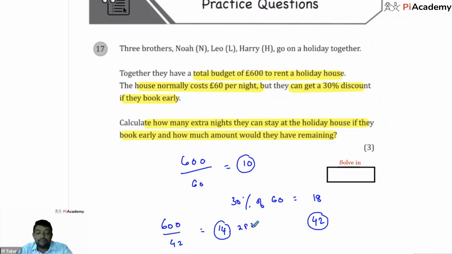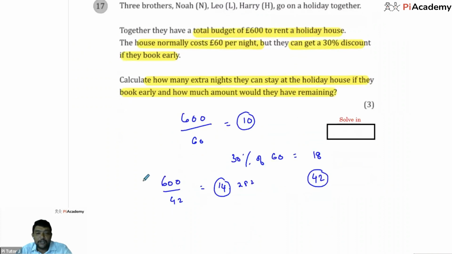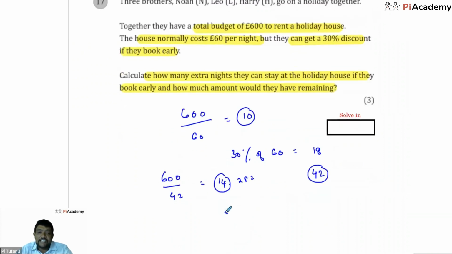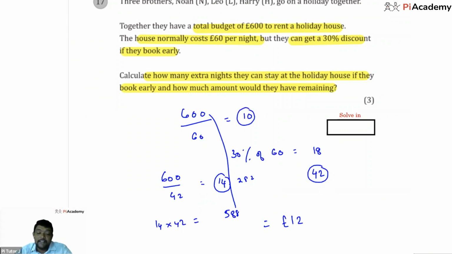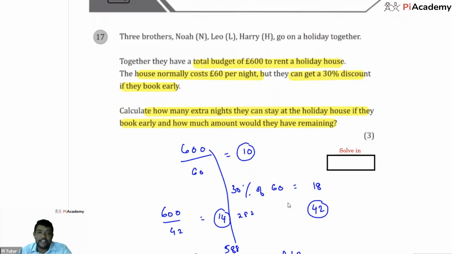So 14 times 42 is 588. You see, 14 times 42 is 588. So 600 minus 588 is £12. So they are left with 12 pounds. You see that? Yes, sir. So if you get 30% discount, they can stay extra for 4 days, and they also have £12 left.